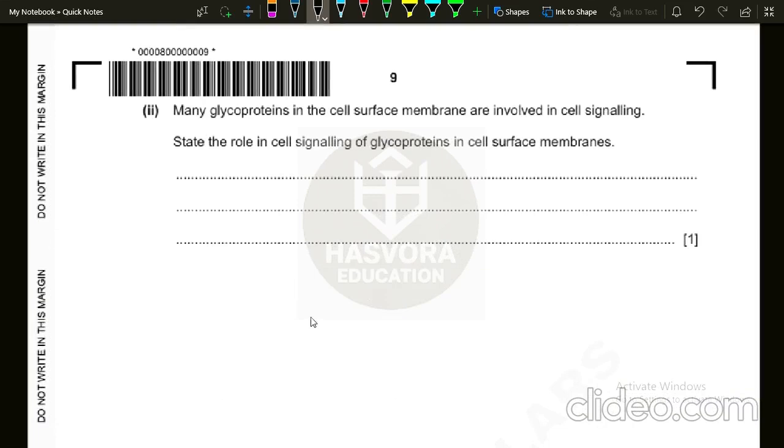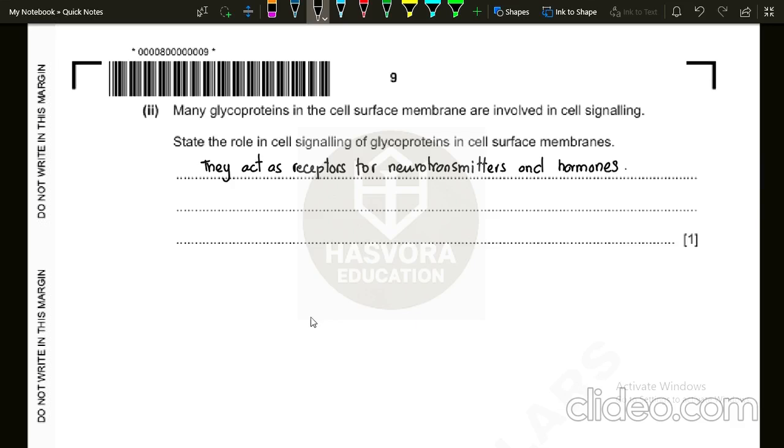Part 2 says many glycoproteins in the cell surface membrane are involved in cell signaling. State a role in cell signaling of the glycoproteins in the cell surface membranes. So we have studied this already, that the glycoproteins and the glycolipids act as the recognition sites or the recognition markers for the neurotransmitters and the hormones. So we can just simply write they act as receptors for neurotransmitters and hormones.